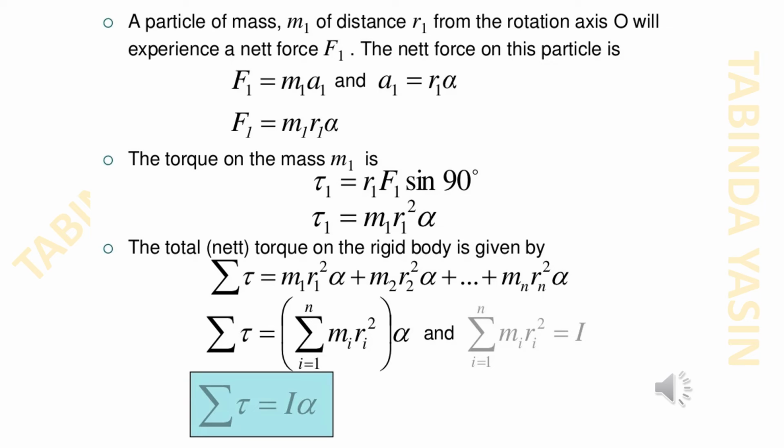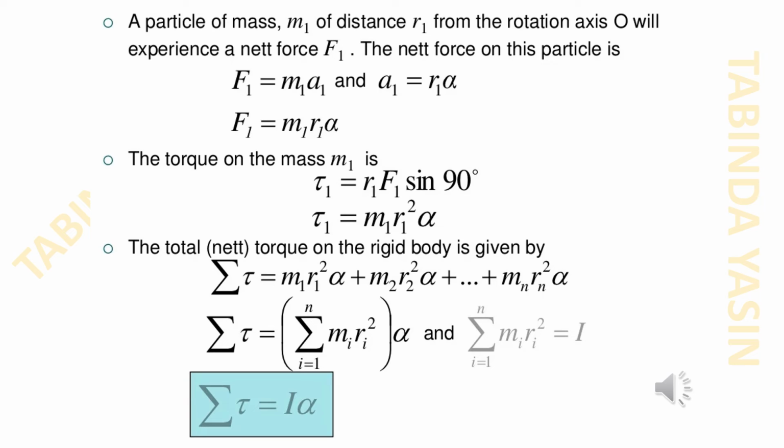A particle of mass m1 at distance r1 from the rotation axis O will experience a net force F1. The net force on this particle is F1 equals m1 a1, and a1 is equal to r1 alpha, so F1 is equal to m1 r1 alpha. The torque on the mass m1 is tau1 equals r1 F1 sin 90 degrees, and that gives tau1 equals m1 r1 square alpha, substituting the value for F1.